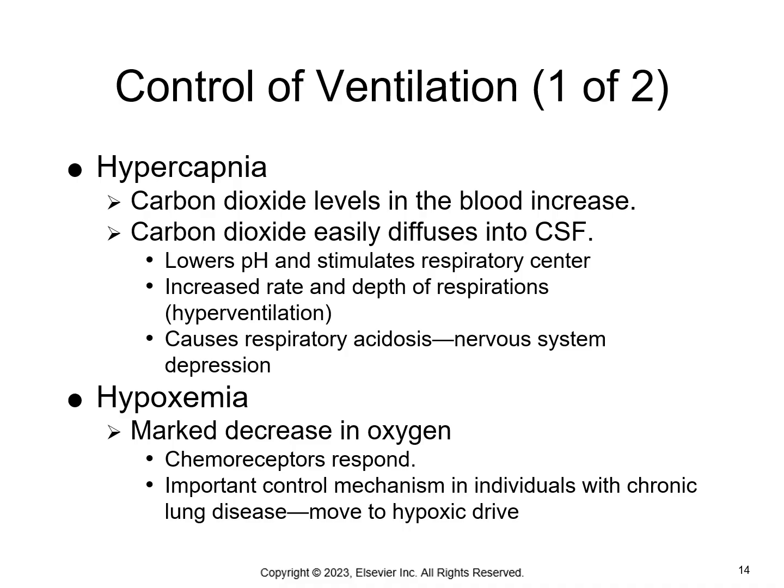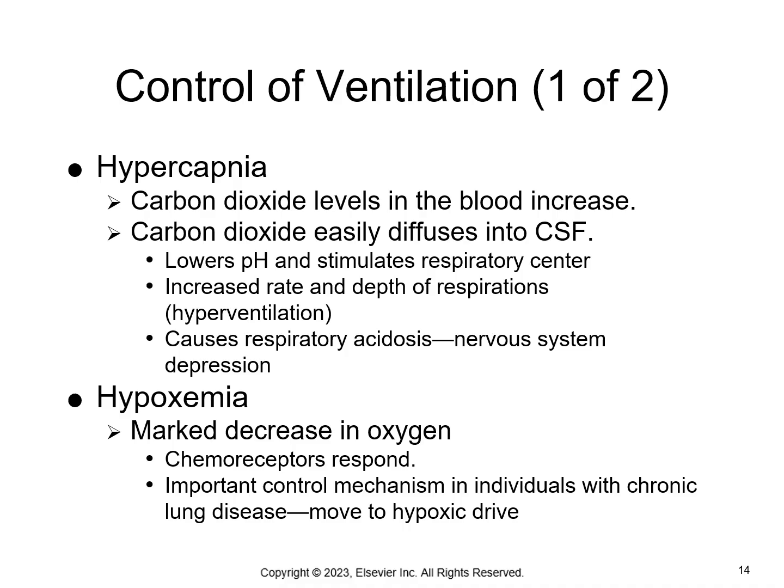Hypercapnia is when we have too much carbon dioxide in the body, and too much carbon dioxide can cause respiratory acidosis, which will depress the central nervous system. Hypocapnia is when we don't have enough carbon dioxide in the body. This can be caused by things like hyperventilation, and hypocapnia can lead to respiratory alkalosis. Hypoxemia is when we don't have enough oxygen in the blood. A marked decrease in the oxygen from 105 to 60 is necessary before chemoreceptors will respond to the actual hypoxemia.